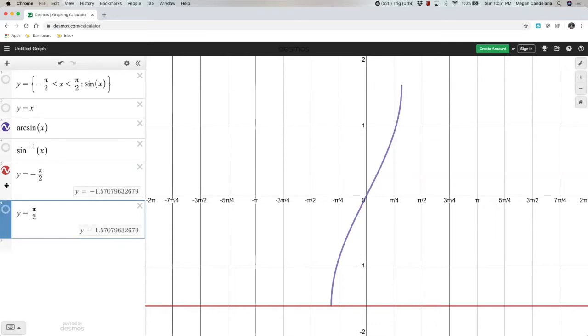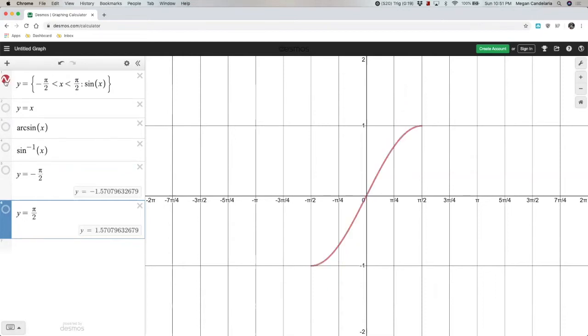Okay. Now let's think about the domain of our inverse sine, or our arc sine function. Again, if we go back to our sine function with the limited domain, what is the range of this piece of our sine function? Well, it's the same as the range of our sine function, -1 to 1. If the range of our sine function is -1 to 1, that will become the domain of our inverse sine function. So that says that the domain should go from -1 to 1.